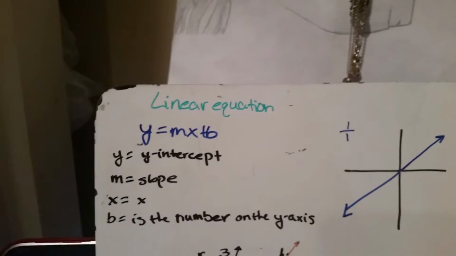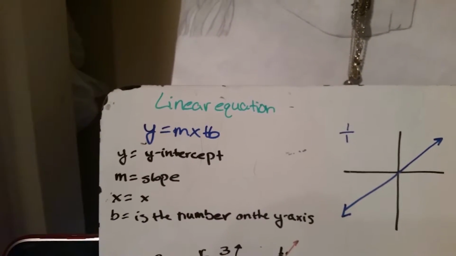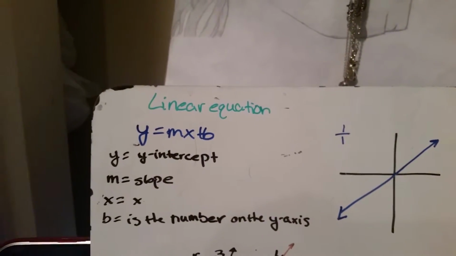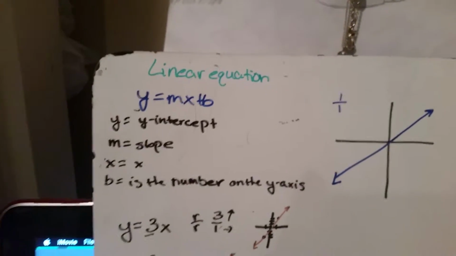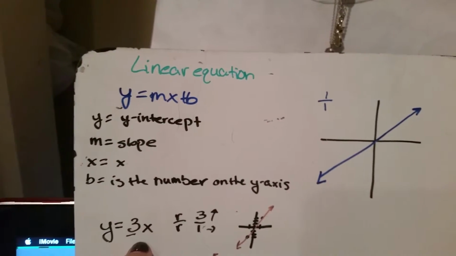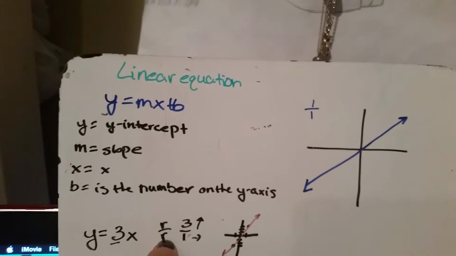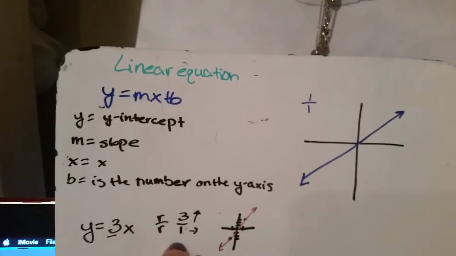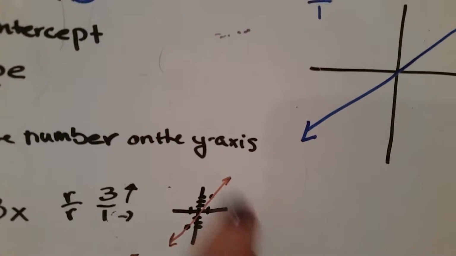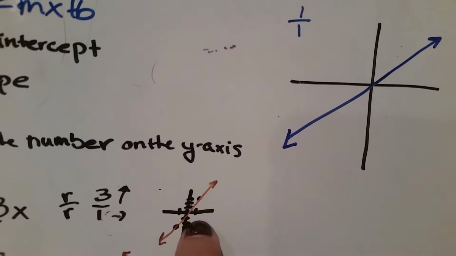Y is the y-intercept, m is slope, rise over run, x is equal to x, that one never changes, and b is the number on the y-axis. So if we were to do this with y equals 3x, 3 is the slope, which is m, rise over run, so 3 over 1. When you graph it, it's going to look like this. You have your little graph, it's going to go up 3, over to the right 1.